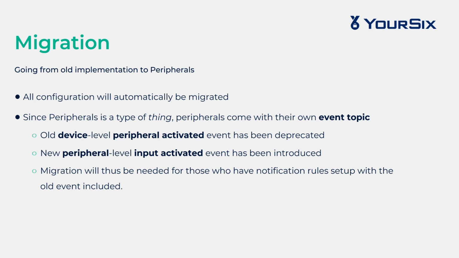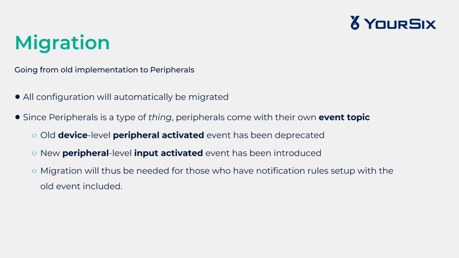Next, it's important to understand that peripherals are now treated as their own thing within the platform. And because of that, they now come with their own dedicated event topic. Now, historically, we used device level events. And in this instance, with peripherals, it was called peripheral activated. I'll show you on the next slide what that looks like.